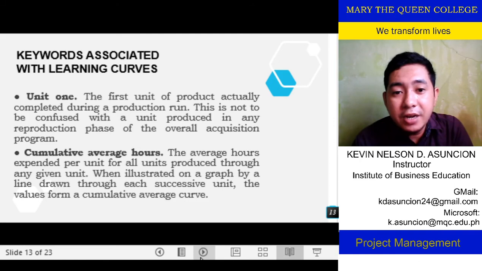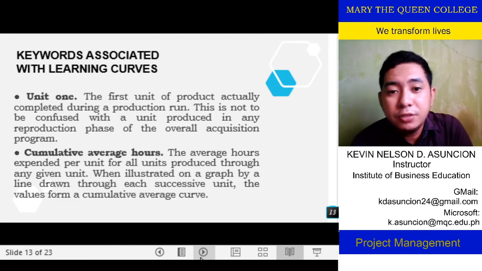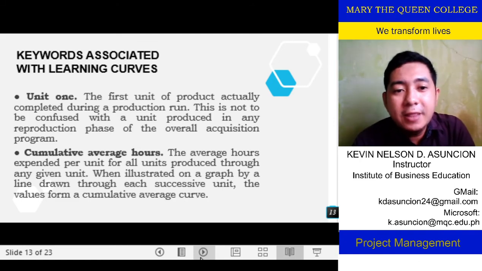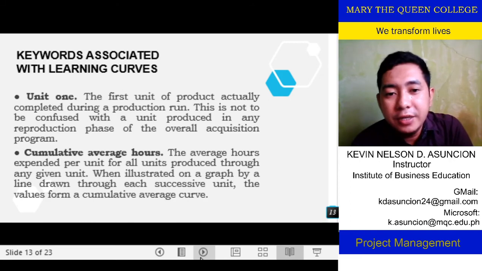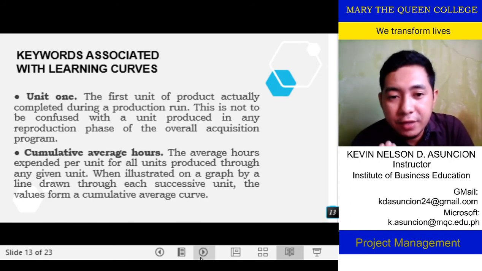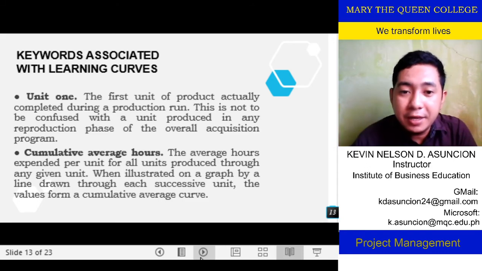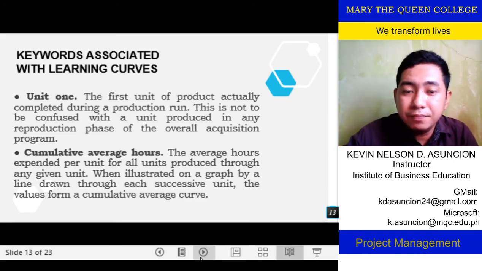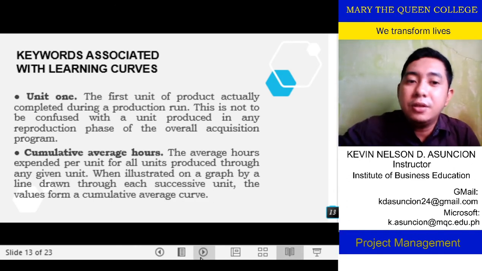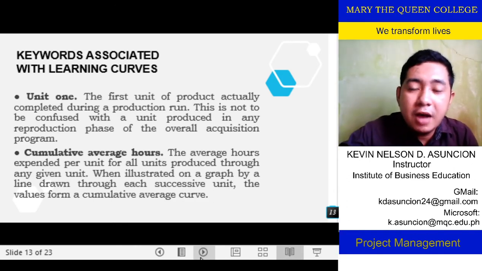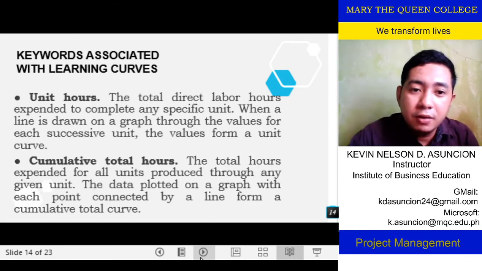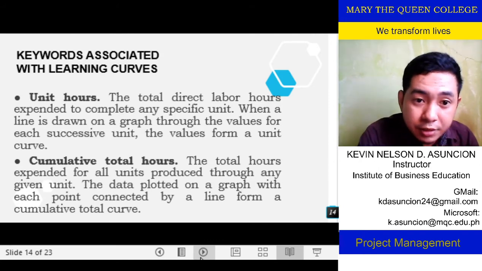That's unit 1. Cumulative average hours. So, what's the average hours that it will take? So, the average hours expended per unit for all units produced through any given unit. So, yung total na unit na pinag-uusapan natin, no? Kung ilang unit at yung total ng unit na yon is the cumulative average hour. So, how much did it take to produce, let's say, 10 units? So, yun, that's cumulative. Okay?